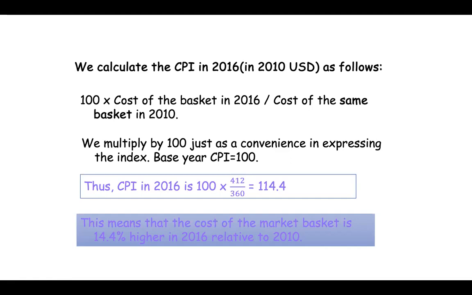And so 100, if you look at this definition here, is the cost of the basket in 2010 divided by the cost of the basket in 2010. This will give you a 1, multiplied by 100. It's the number you get for the base year. So once again, a number of 100 just means the cost of the basket hasn't grown at all. Does that make sense?